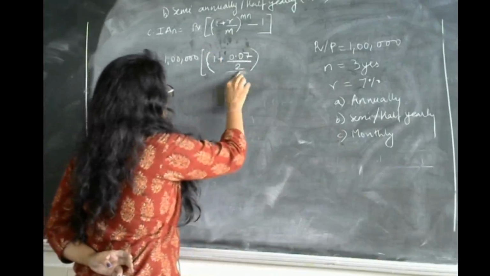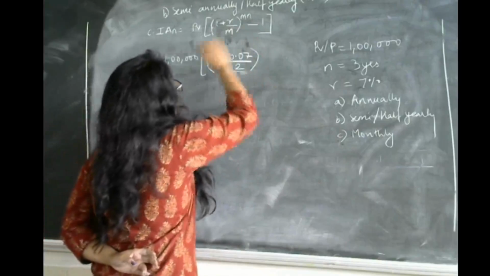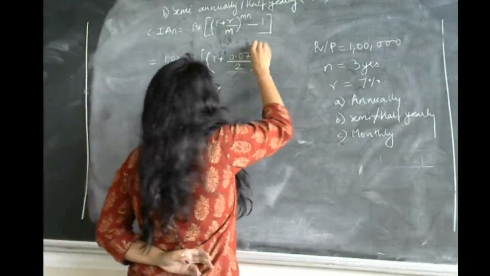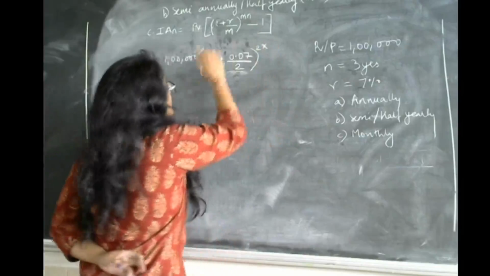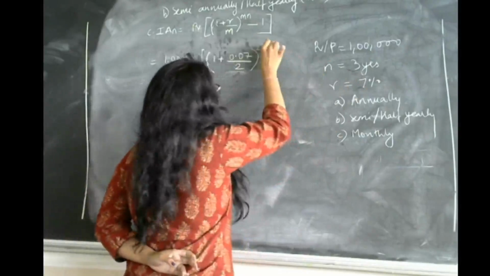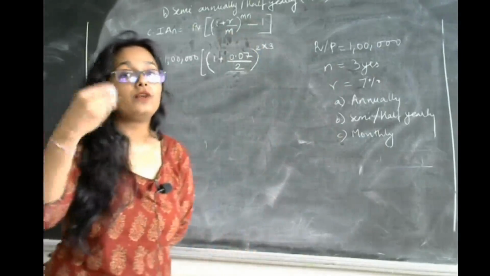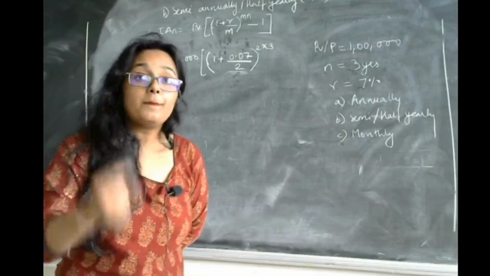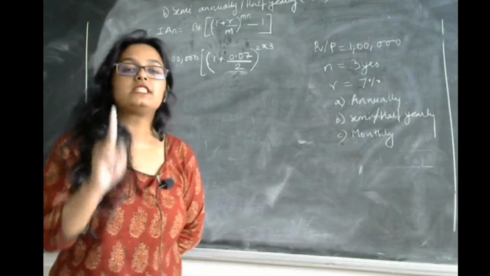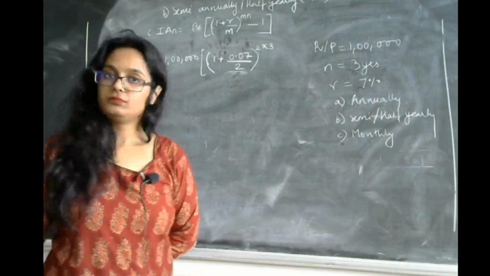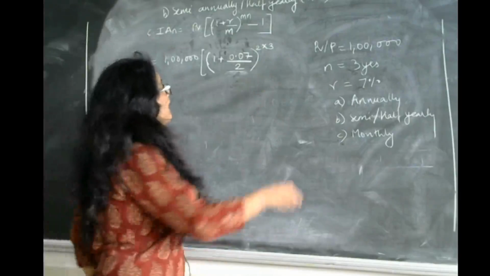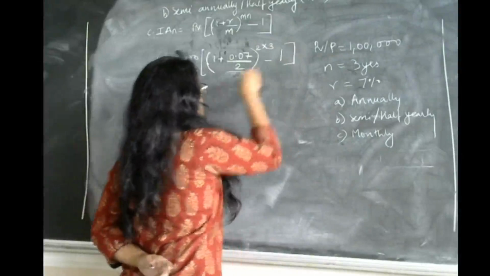0.07 divided by 2, the whole raised to m multiplied by n. M is what? 2 multiplied by n. N is what? 3. N is number of years, and m is number of times you are paying interest in a year. Okay, so once you multiply it, minus 1.